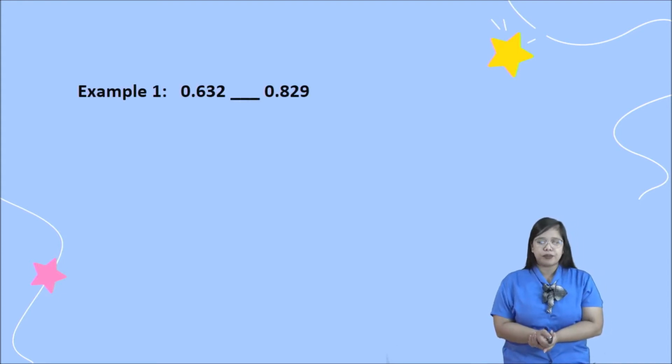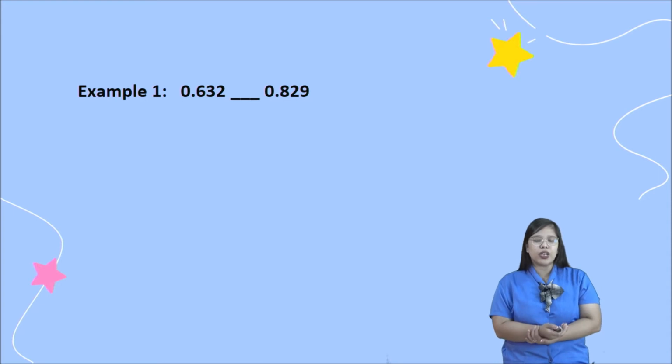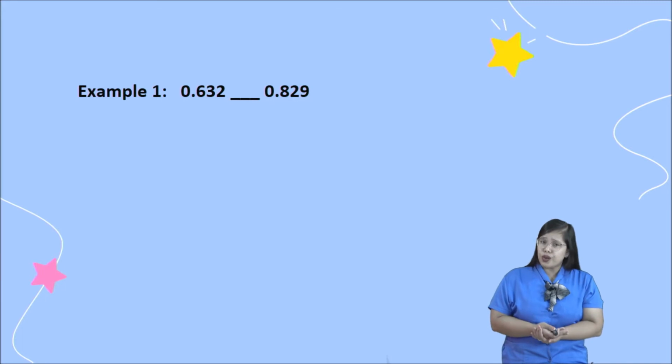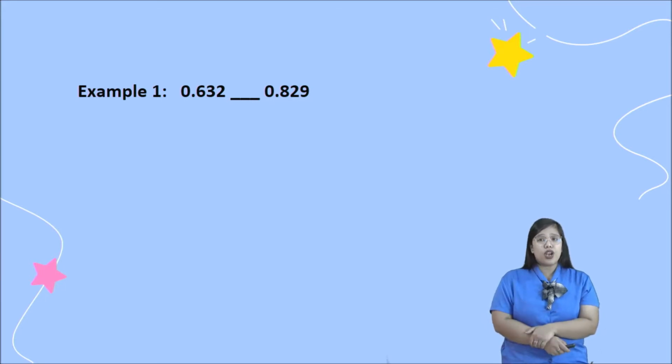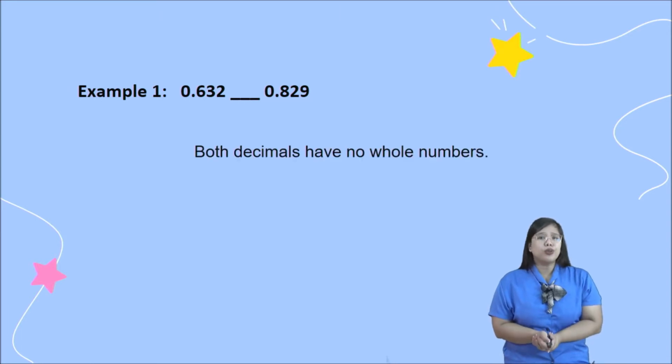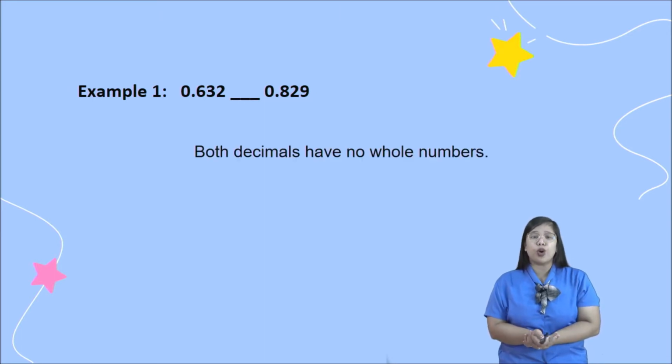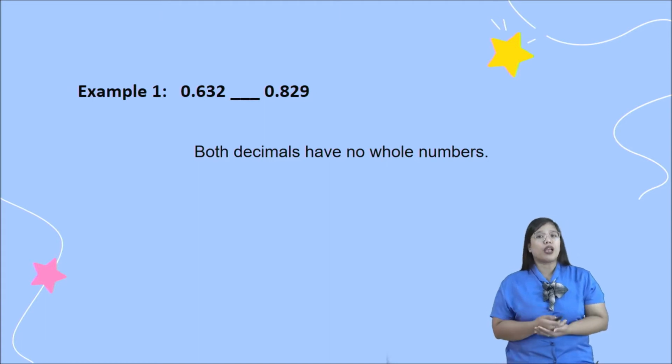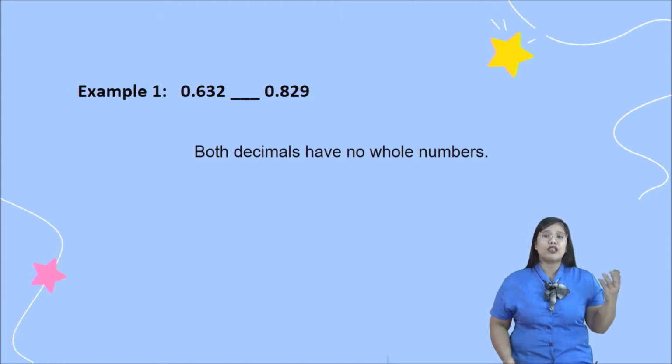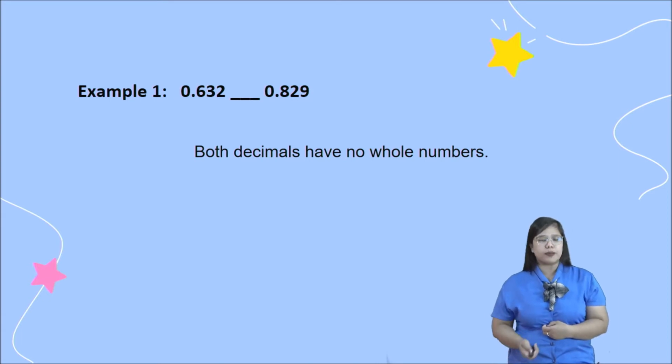Next, we have some examples. The first example is 0.632 blank 0.829. Now, what symbol will we use? Try to observe first the given. Both decimals have no whole numbers. The whole number, kids, is the number before the decimal point.